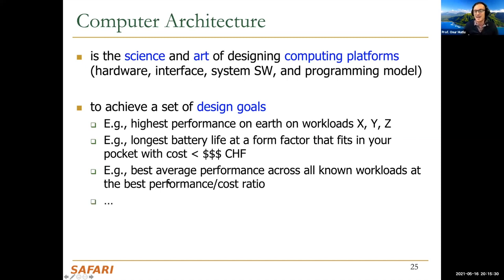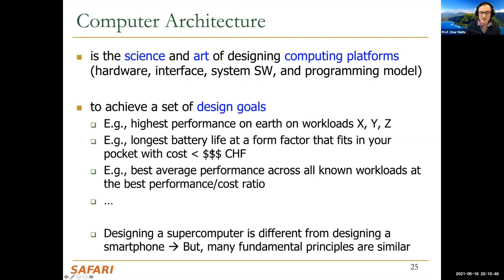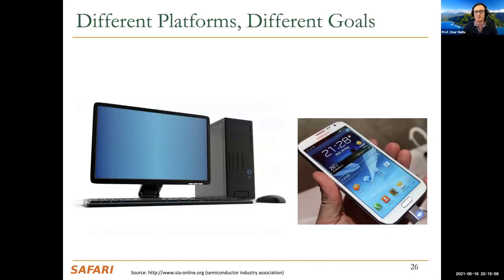And you can keep expanding it, of course. Basically, the design goal space is quite large. And in the end, you may actually come up with many, many design goals for the system that you're building. In the end, designing a supercomputer is clearly different from designing a smartphone or a general purpose computer. But many fundamental principles are similar, and computer architecture deals with those fundamental principles, as well as the differences, of course. So it's a broad field from that perspective.